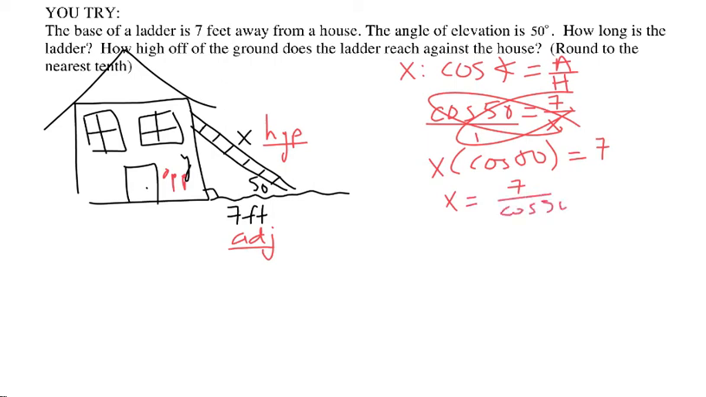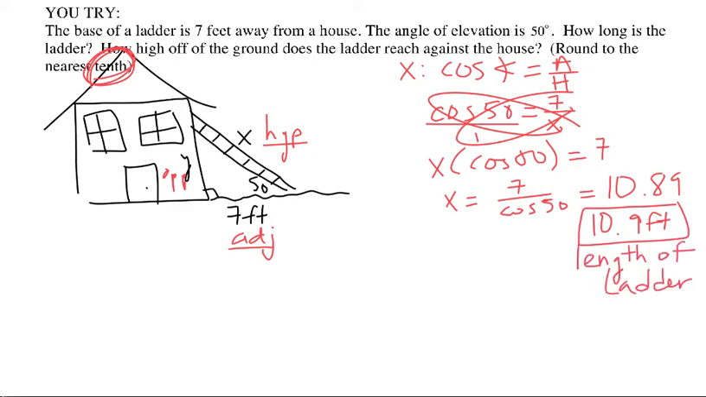Sorry, that's getting a little sloppy there. So your x value should end up being 10.89. So since you have to round to the nearest tenths again, so one number after the decimal place, it's 10.9 feet, and that's how long your ladder is.